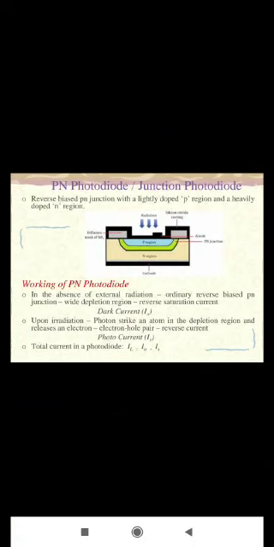Also, we have to make sure that almost all the photons are absorbed within the depletion region to get maximum current. So, during the fabrication of a PN photodiode, the width of the depletion layer must be large in order to get maximum current.